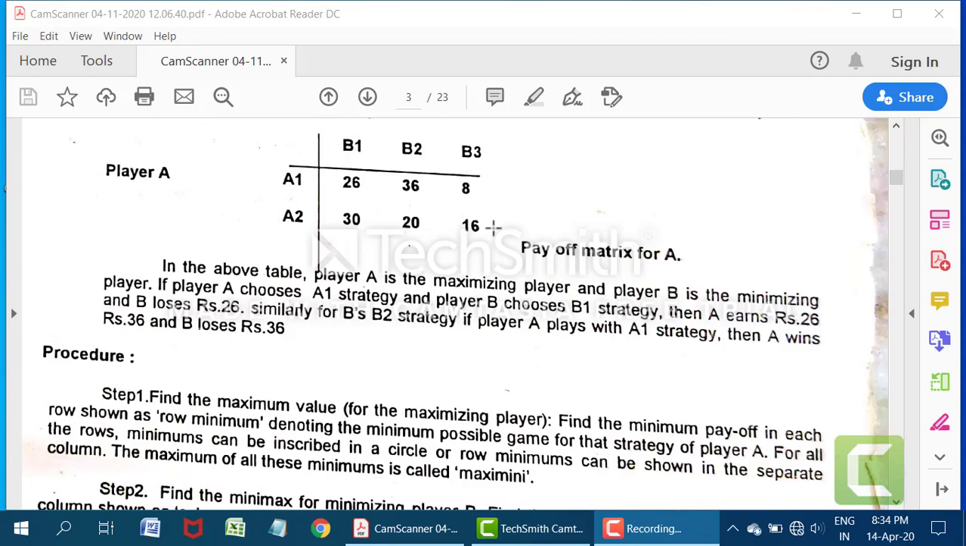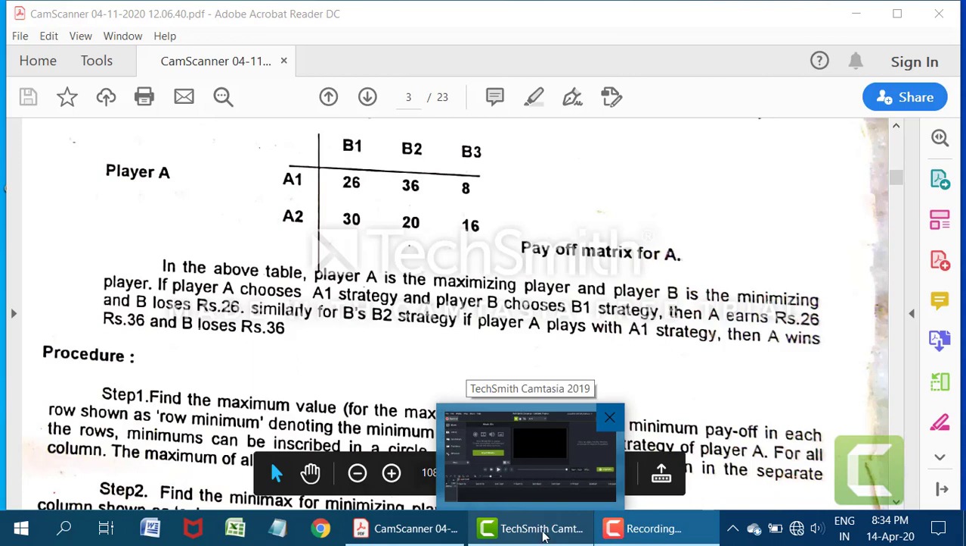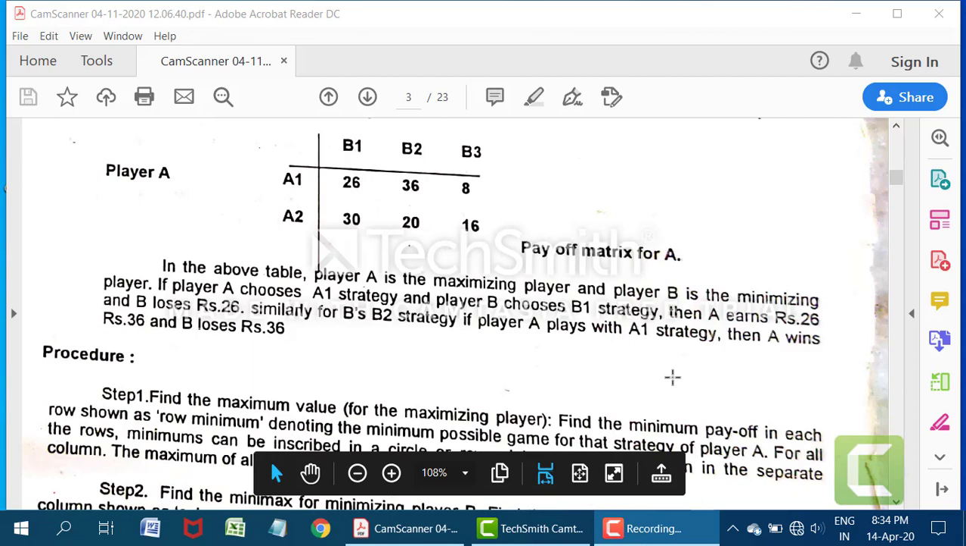So of all these maxima of the columns, 30, 36, 16, these are the maxima of the columns. The minimum of these maxima is called the minimax. That is nothing but 16. Earlier maximin was found out, that was 16. Now minimax was found out, that is also 16.